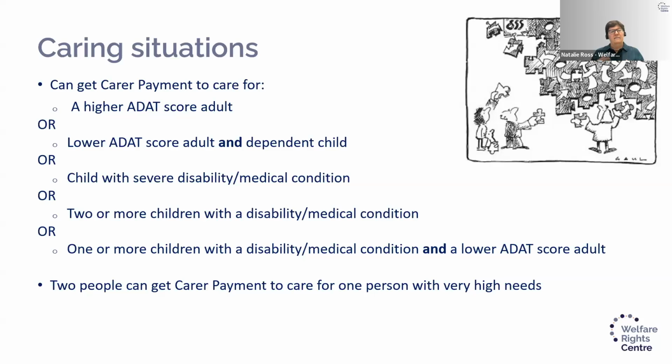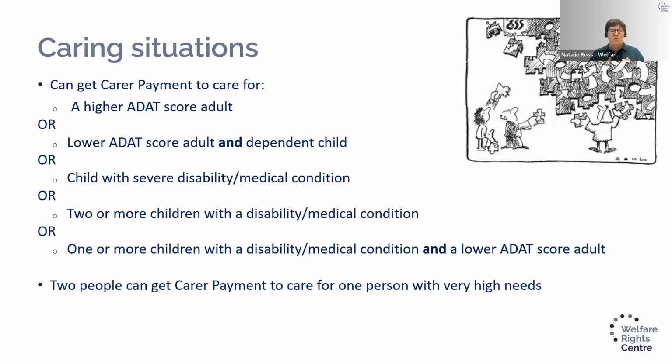Now, with that assessment tool, a person will end up with a score, and that score can affect whether a person can get carer payment or not. So you can get carer payment to care for an adult who has a high score, but if, as a carer, you're already looking after a child, you can get carer payment to look after an adult with a lower care score. You can get carer payment for a child who has a severe disability or medical condition. Or if you have 2 or more children with less severe disability or medical condition, you can also get carer payment. And if you have a child with a disability and you're caring for an adult with a lower score, you can get carer payment.